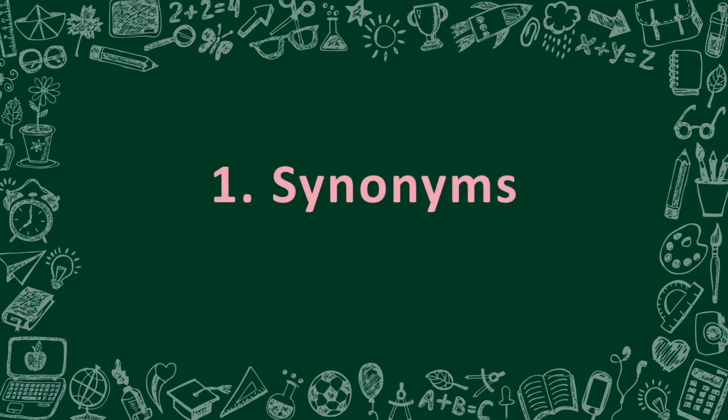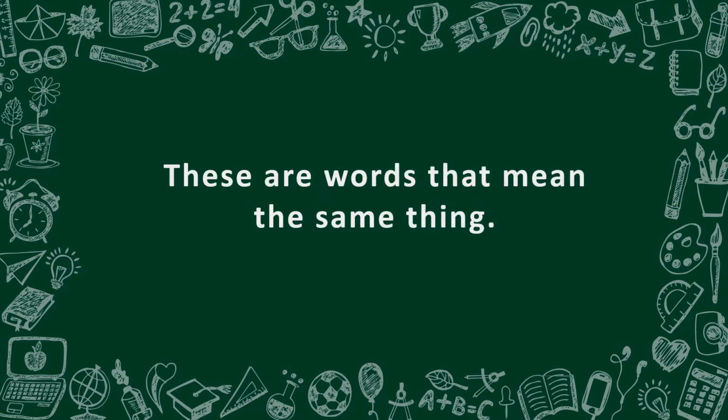The first type of analogy is synonyms. Synonyms are words that mean the same thing. Synonym analogies consist of two pairs of synonyms. The first pair of words mean the same thing, so the second pair must mean the same thing too.